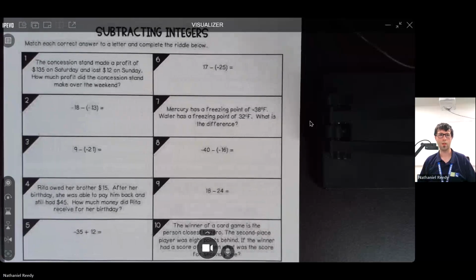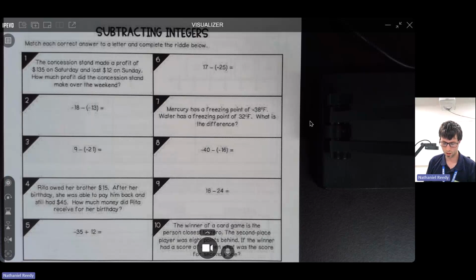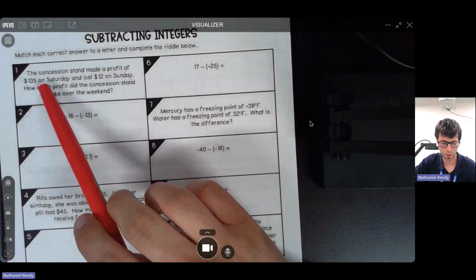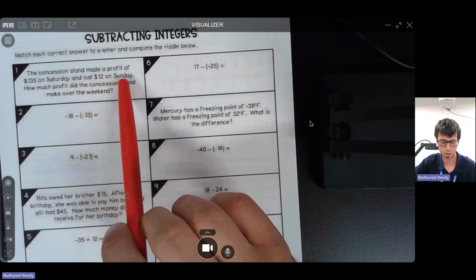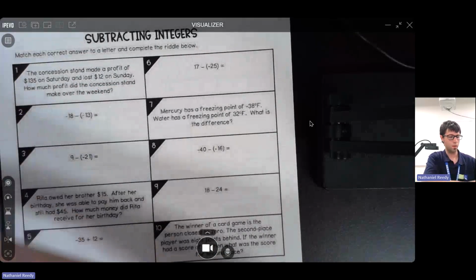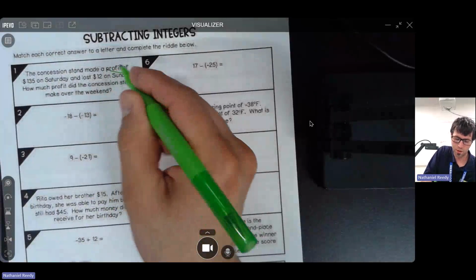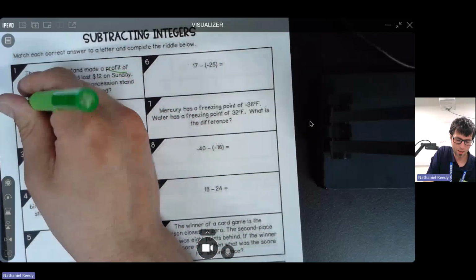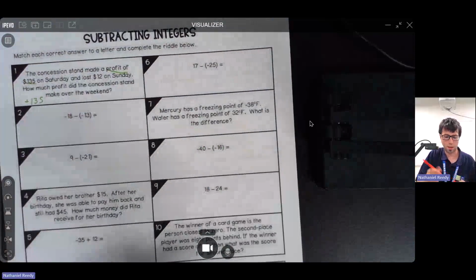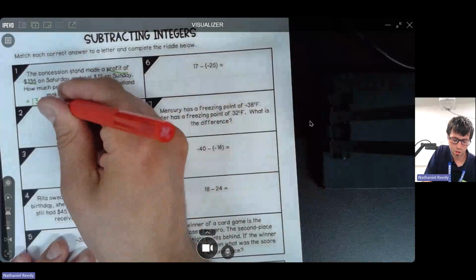This is a riddle. Match the correct answer to a letter to complete the riddle below. Okay. So this one is a word problem. Number one says the concession stand made a profit of $135 on Saturday and lost $12 on Sunday. Aww. How much profit did the concession stand make over the weekend? So it says that it made a profit of $135. That means it gained $135, but then it lost $12.